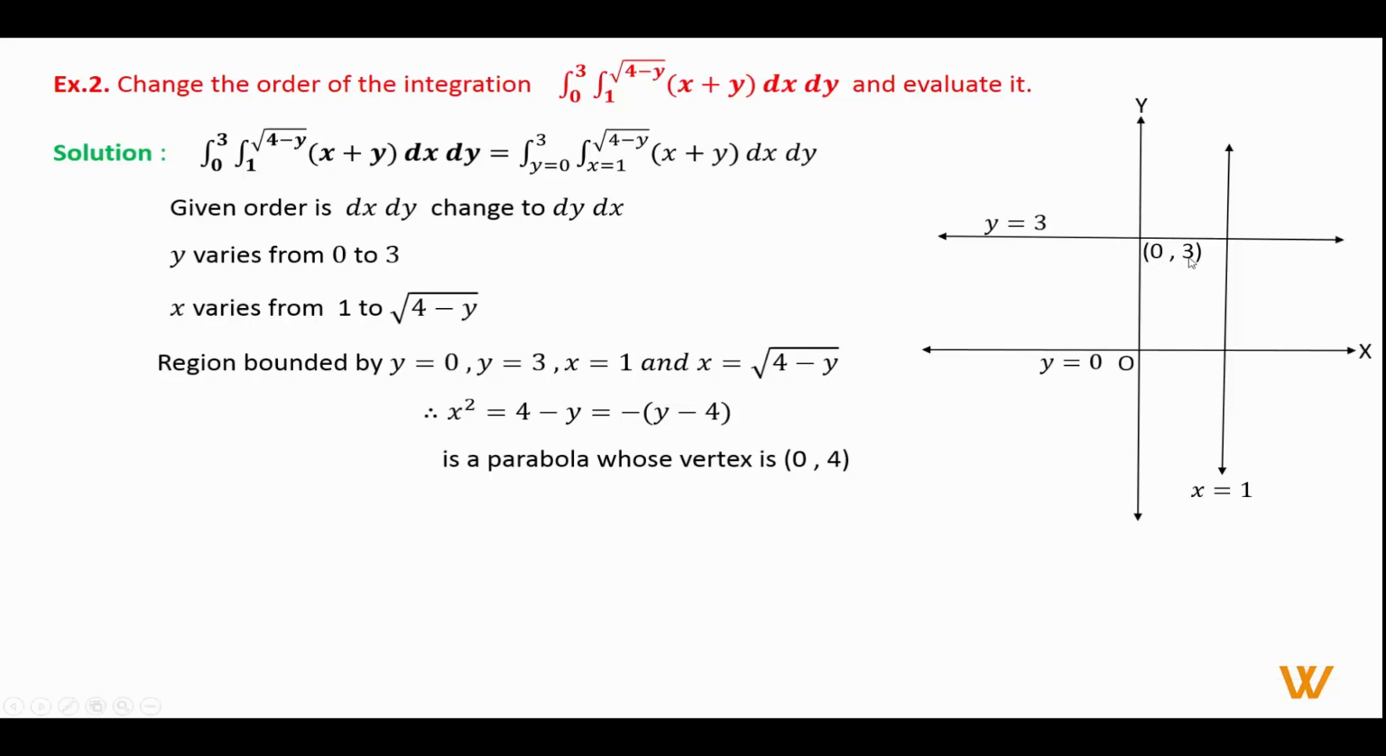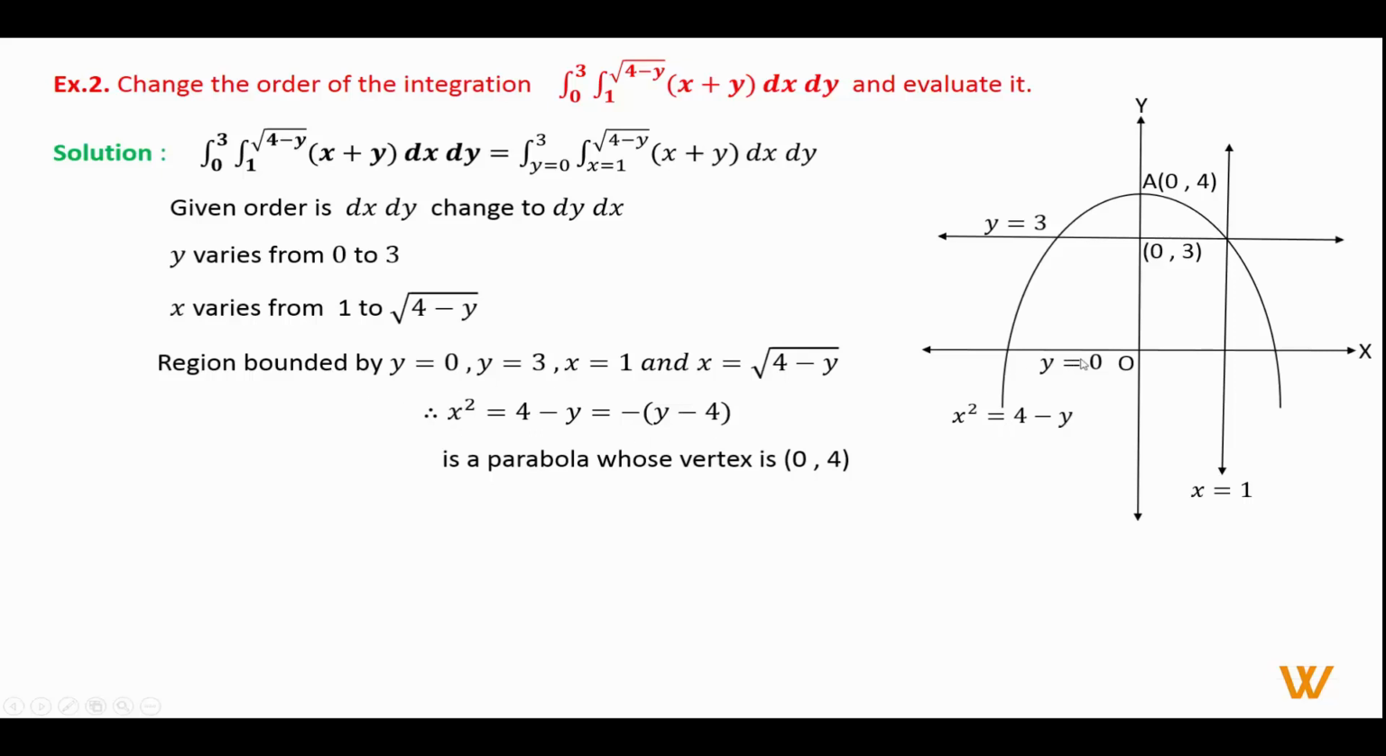Now this point is (0, 3) because the equation of this line is y equal to 3, so this point is on the y-axis, so x coordinate 0, y coordinate 3. Now the vertex of the parabola is (0, 4), the point is here. Now draw the parabola whose vertex is (0, 4) and opening below side. Therefore this is a parabola whose equation is x square equal to 4 minus y.